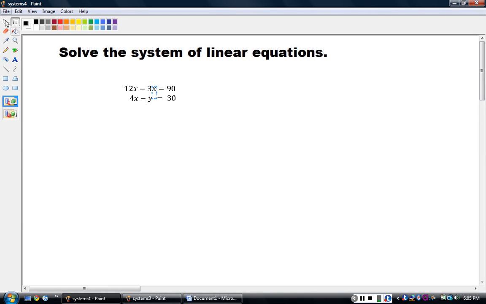I'll try that one more time. 12x minus 3y. Okay, that's not too bad. Alright, 12x minus 3y equals 90, 4x minus y equals 30.